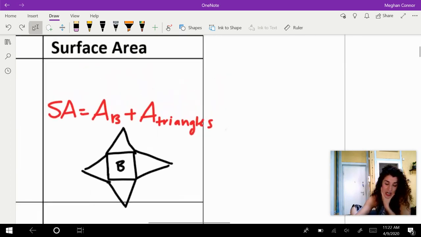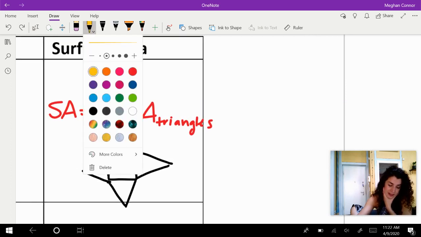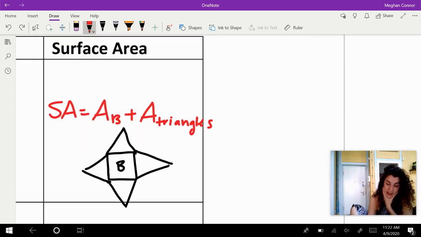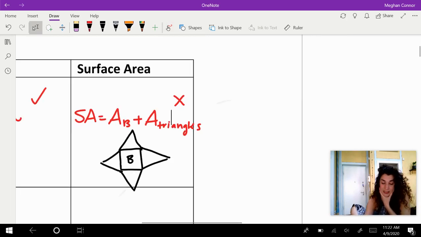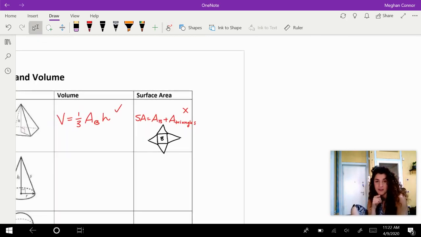This guy is not in your formula packet. This is an idea, a concept. It's not really a true formula. It's this idea of, hey, find the areas of all the surfaces and then add them together. It's not in your formula packet.